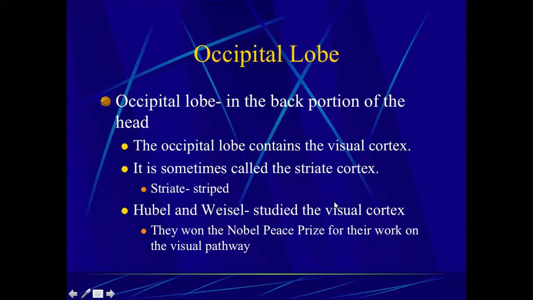Now, the occipital lobe. The occipital lobe is the back of the brain. You might hear it referred to as the occiput, is the back of the head. And that's responsible for visual functioning. So the major pioneers here are Hubel and Wiesel. Hubel and Wiesel studied the visual cortex. They won the Nobel Prize for their work on the visual pathway, and they mapped the functioning of vision from the eye to every part of the brain.